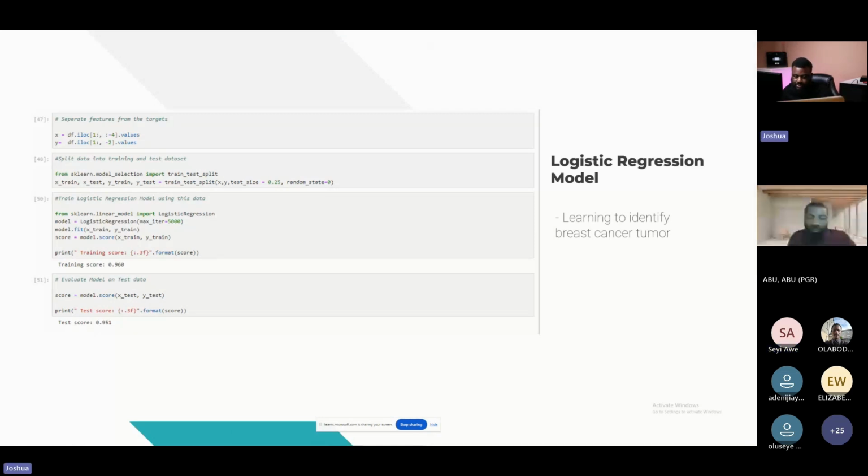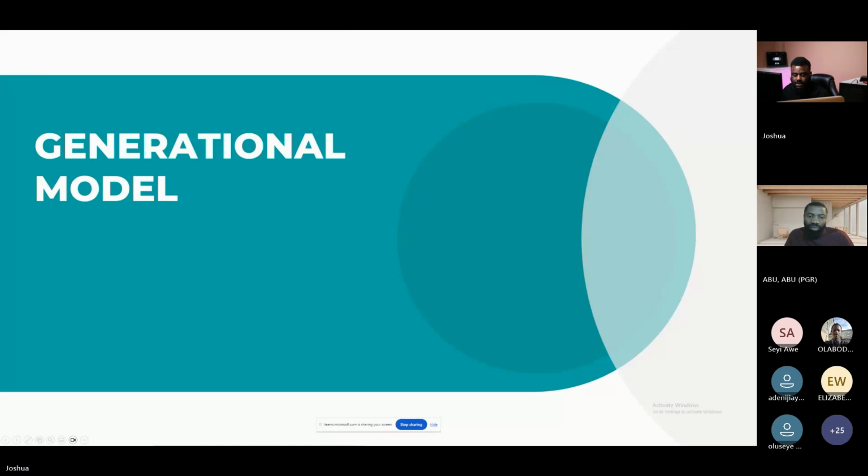So I'll just do a very brief run through. I won't go into too much detail, but this was the code I was showing, a simple training using a logistic regression model. Like I said, a model is just simply a program that uses AI techniques to learn in a very basic term. And this particular program was using a technique called logistic regression to learn. So it's trying to identify breast cancer tumors. So we will be using a generational model for our example today.